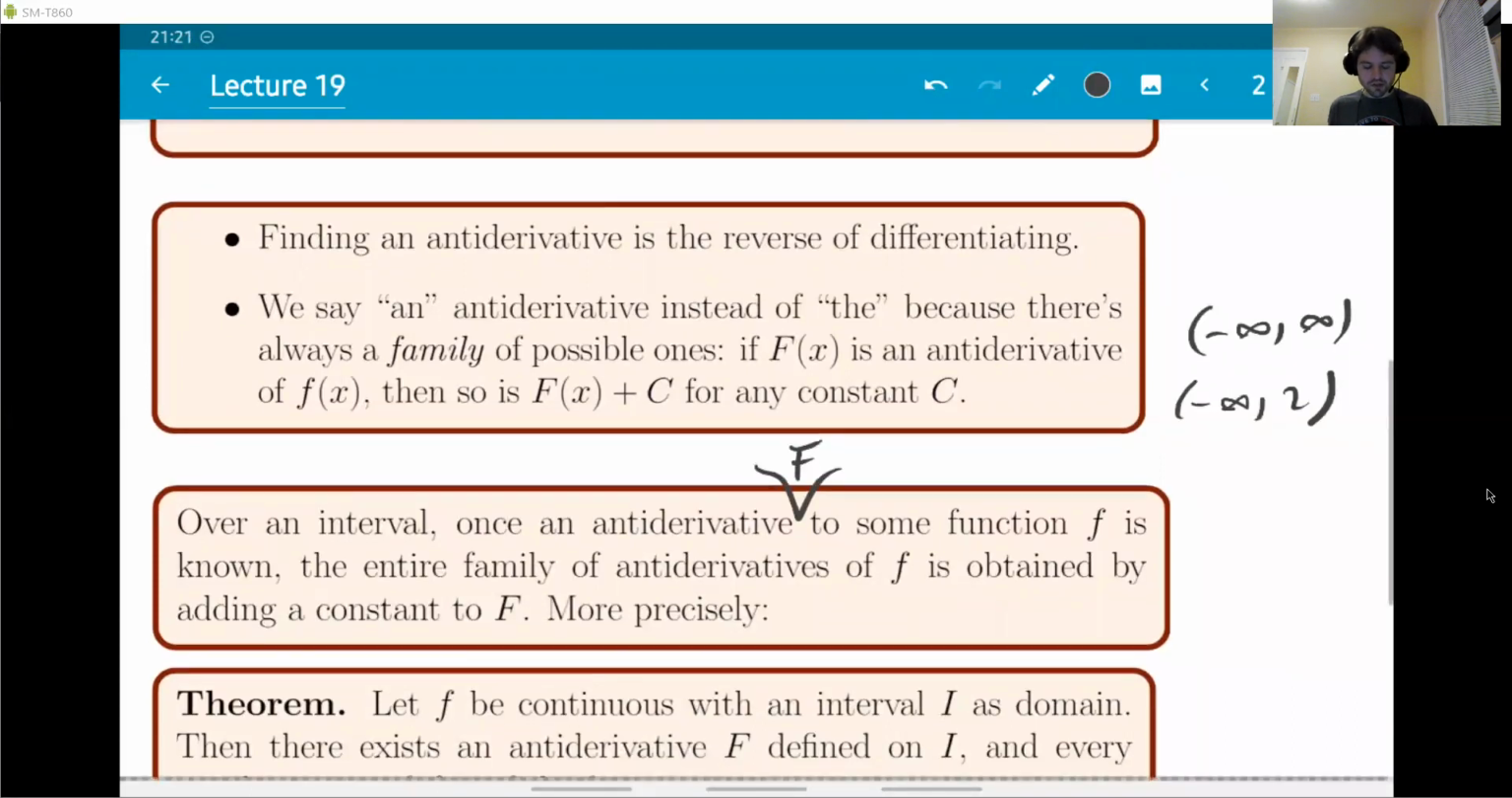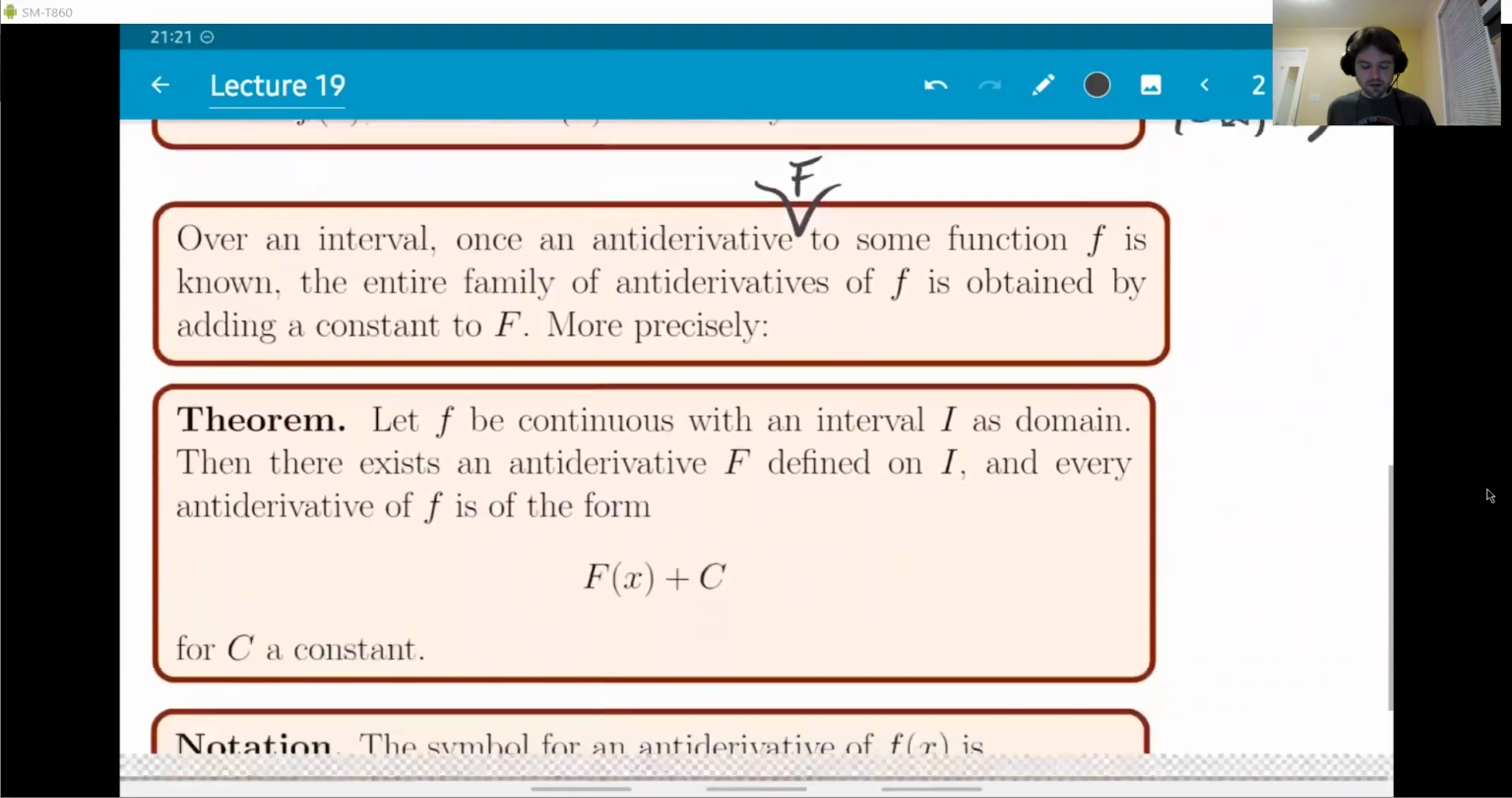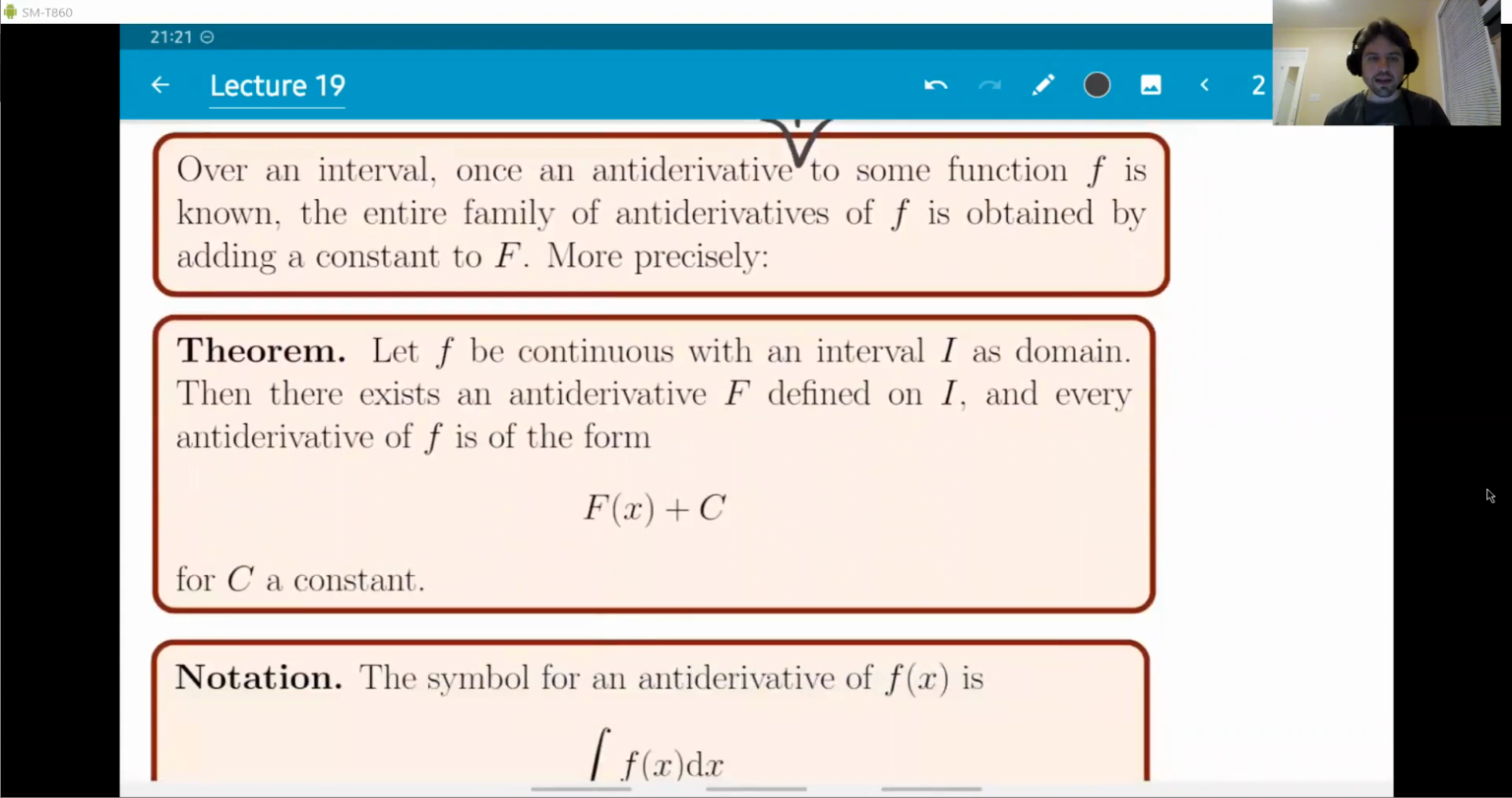So more precisely, we can state that as a theorem. Let little f be a continuous function with a certain interval I as domain. Then there exists an antiderivative, first of all, big F. And furthermore, every other antiderivative is of this form. Once you've found one, you can find them all by adding a plus c, any constant c.